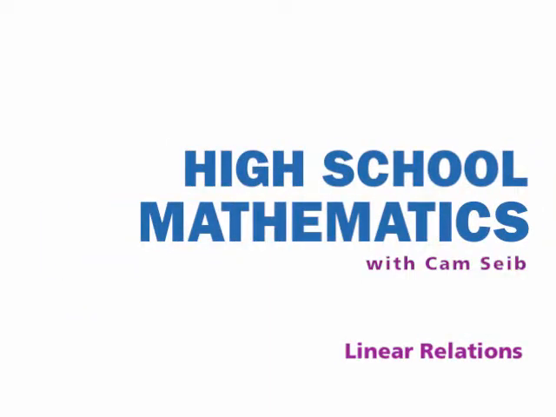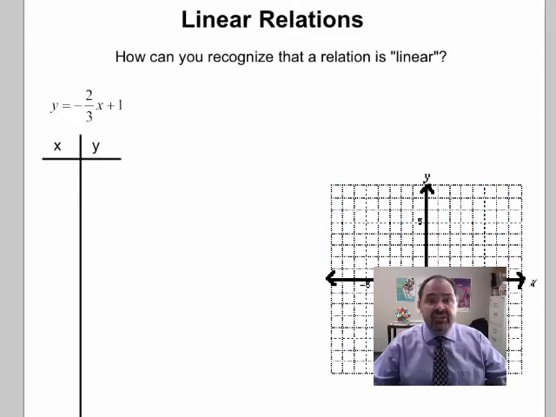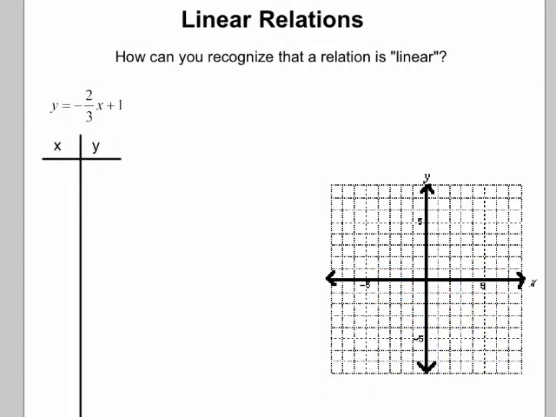I want to continue our discussion of relations in algebra today, and specifically talk about how you can recognize whether a pattern is linear or not. Remember that there are many ways to represent a relation. We can do so with an equation, which is what I have here. We can also turn that relation into a table of values, into a graph. We can even say the relation in words.